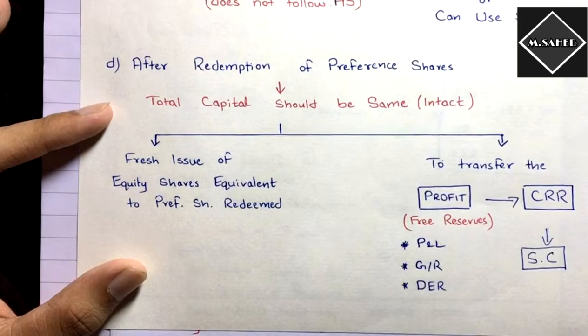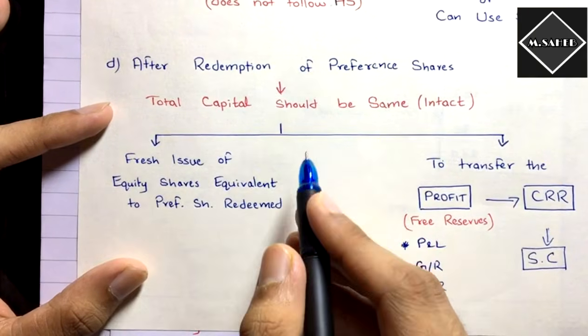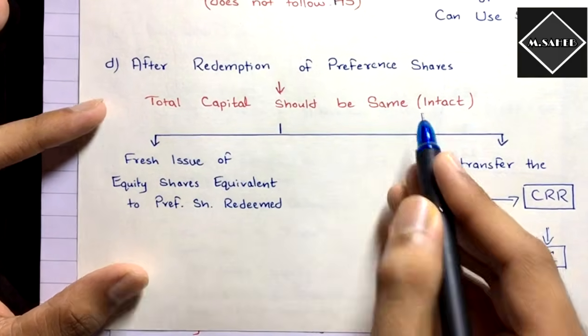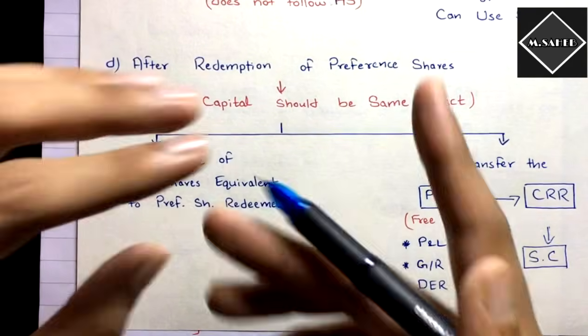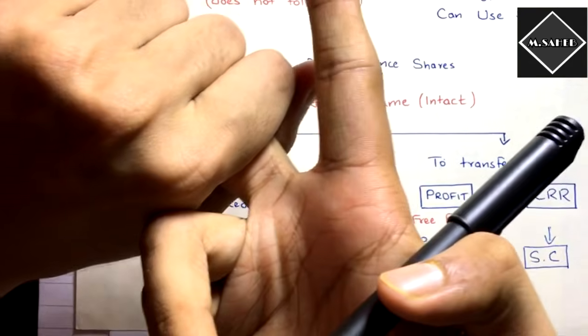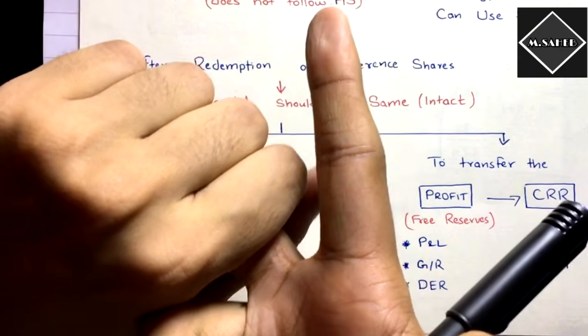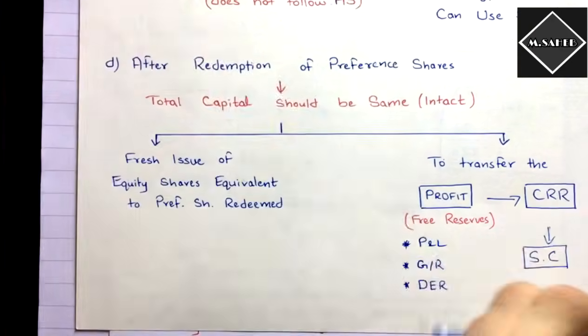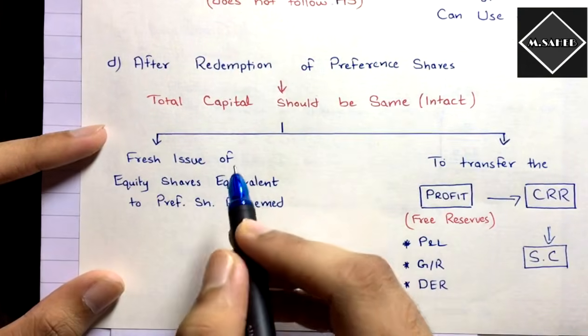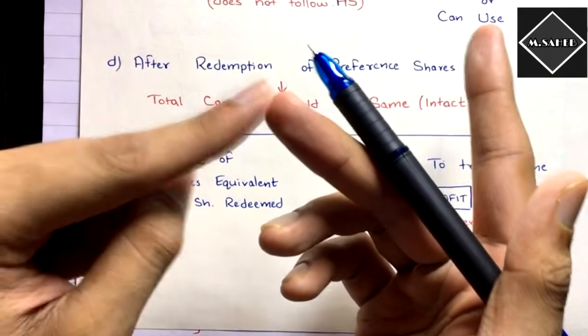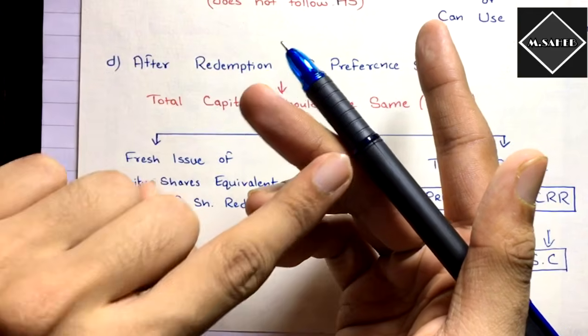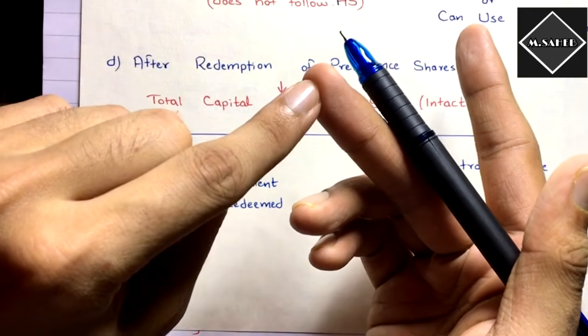So what you have to do is comply with section 55, which says the total capital should be same. But how can we keep it same? Preference share capital is going out. Just for an example, only 100 is there. You are paying the preference share, so preference share is not going to be there. So you have to replace the preference capital.